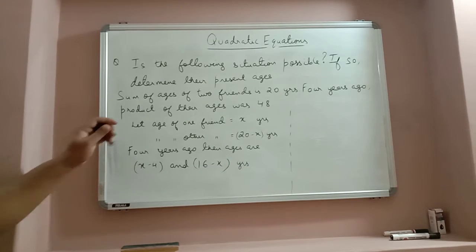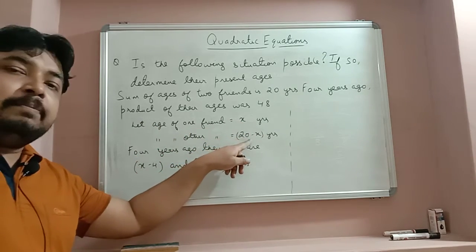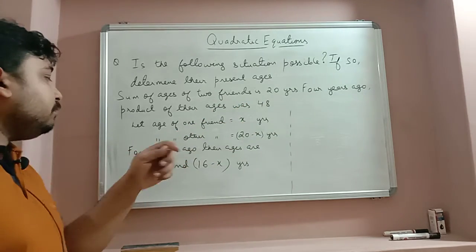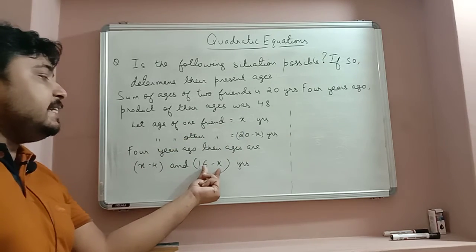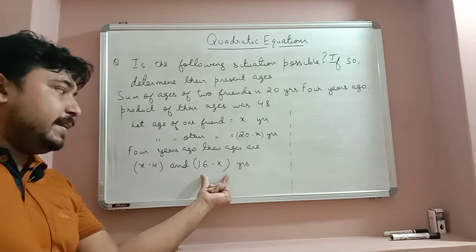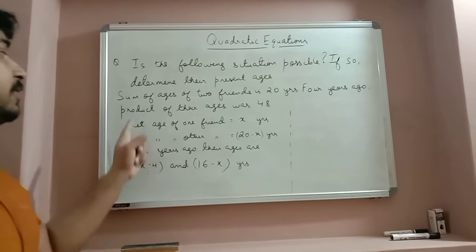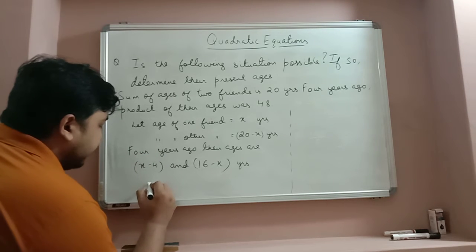So I have taken the age of one friend to be x years. The age of the other friend will automatically be 20 minus x years because the sum of the ages is 20. 4 years ago their ages will be x minus 4 years and 16 minus x years, since 20 minus x minus 4 gives me 16 minus x. Now it says that the product of these two ages was 48. So let's try to form a quadratic equation.